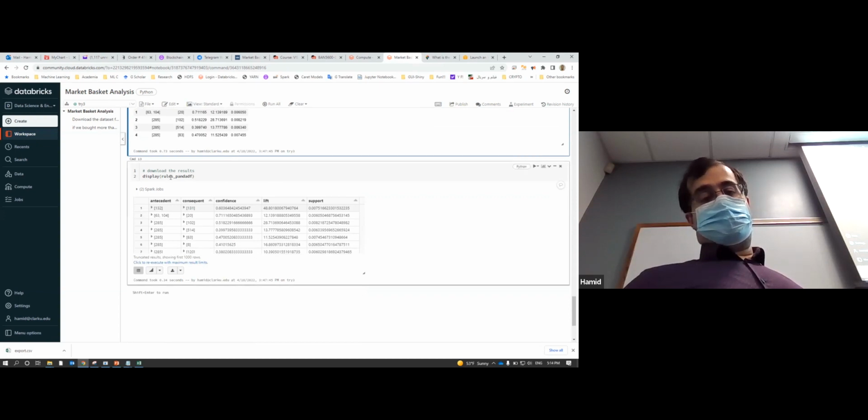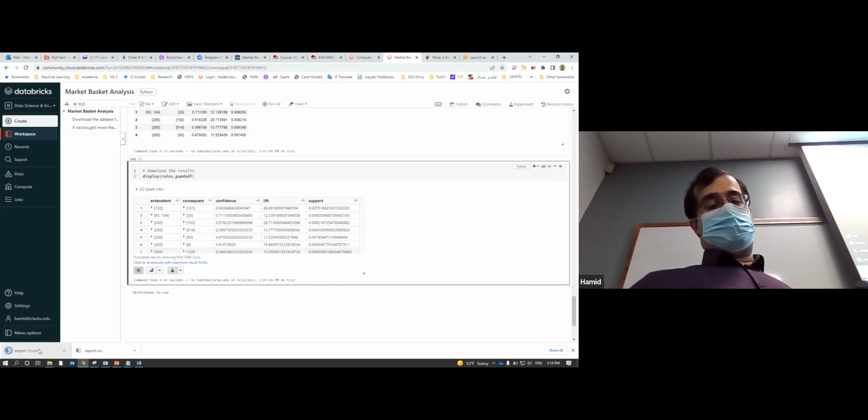Similarly, with the display method in Databricks, I can see my tables, and with the download button, I can download the results here. So let me just open the Excel file.